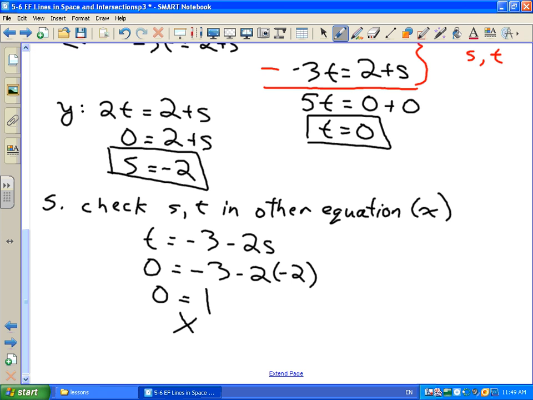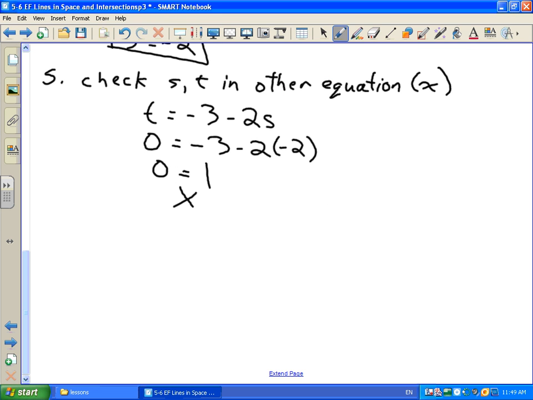This is wrong. If you get something that is a contradiction, or an inconsistency, this is how you know that these two lines are skew lines. There is no value of s and t that is going to be a solution to all three of those equations at the same time. So we can say, therefore, no point of intersection. And if there's no point of intersection, either the lines are parallel or the lines are skew. We've already checked to see if they're parallel or not, so they have to be skew.